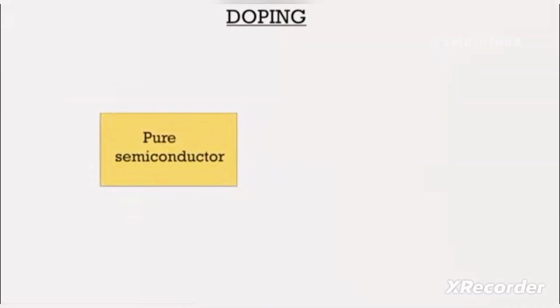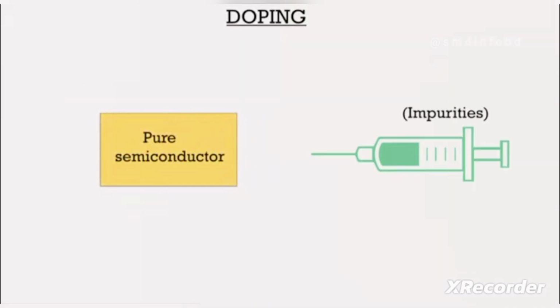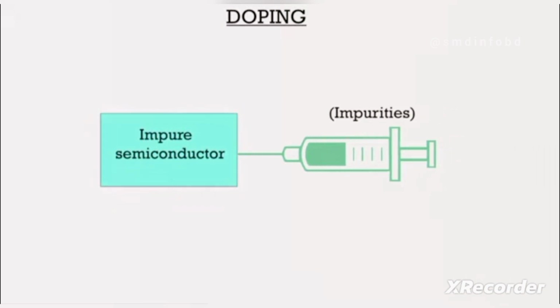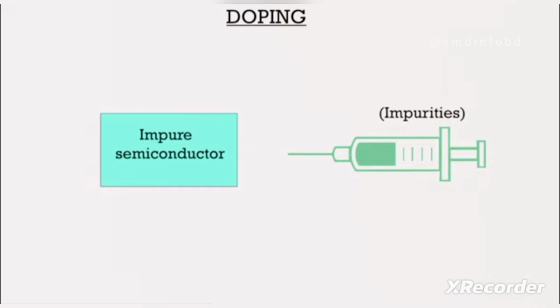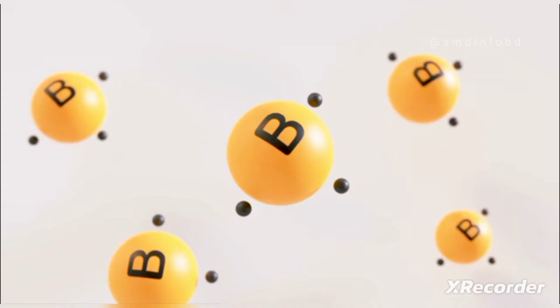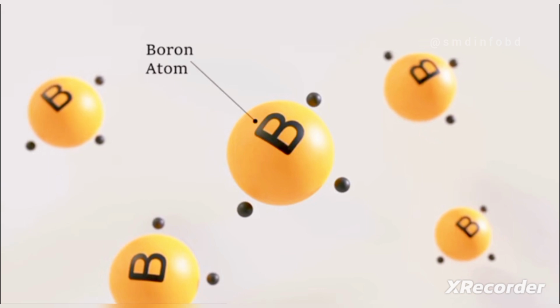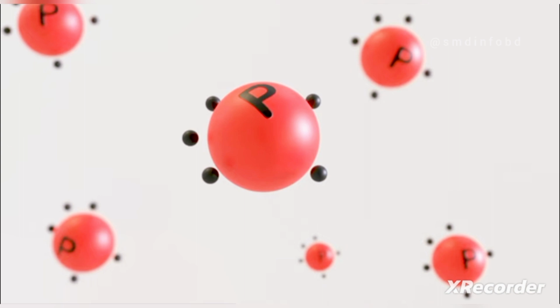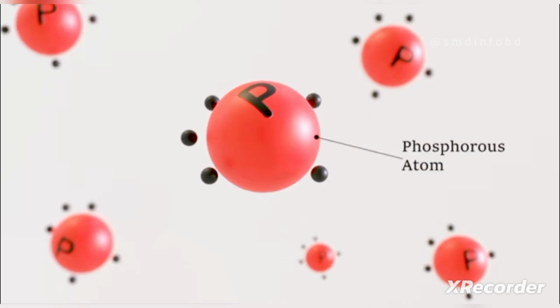Although, the conductivity of semiconductors like silicon can be improved by using a technique known as doping. Doping is the process of adding suitable impurities to a pure semiconductor. Impurities are classified as trivalent and pentavalent impurities. A trivalent impurity, like boron, has only 3 electrons in its valence shell. On the other hand, a pentavalent impurity, like phosphorus, has 5 electrons in its valence shell.